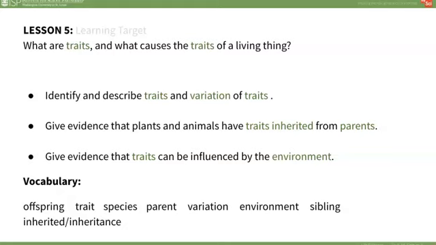Organisms can inherit traits from parents or have traits that develop because of the environment. Organisms look different and have variation either because of inherited traits or environmental traits. This lesson sets the foundation for the next lesson, where students will consider how an organism's traits may impact their ability to complete their life cycle to survive and reproduce.